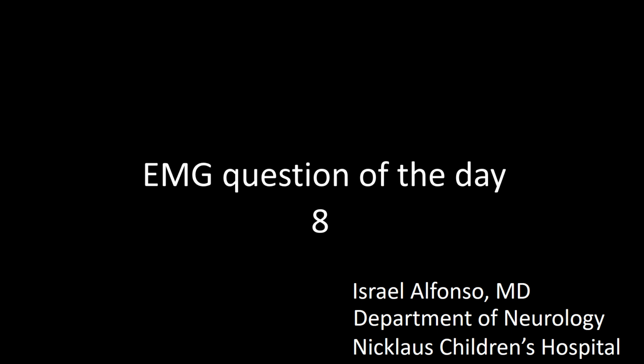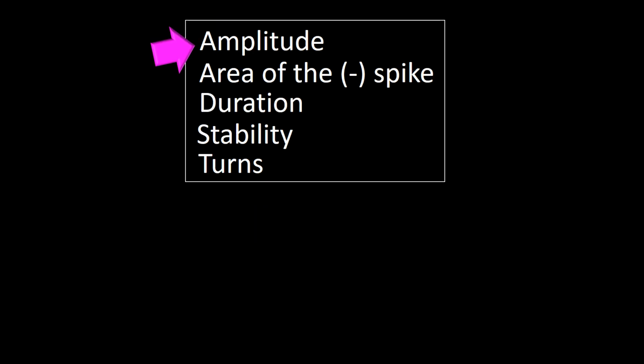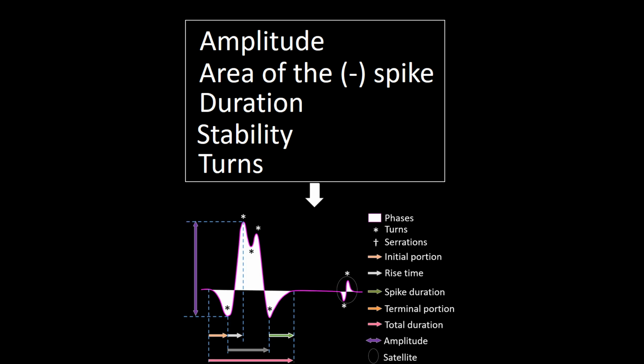EMG question of the day. Which of the following is less affected by the choice of concentric versus monopolar EMG needles? A. Amplitude. B. Area of the negative spike. C. Duration. D. Turns. E. Stability.